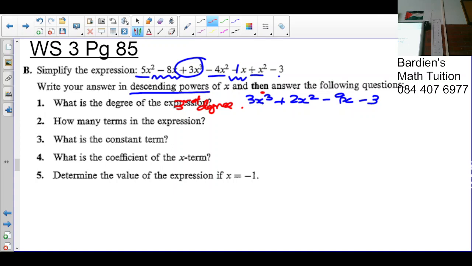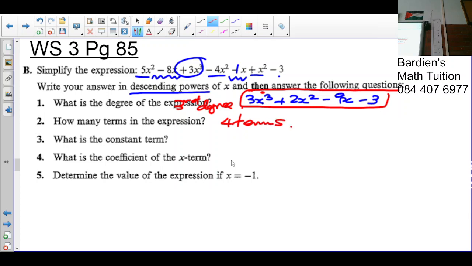He says write your answer in descending powers of x and then answer the questions that follow. So when we are answering these questions, we are answering from here. Those are x's, not O's. Number 2: how many terms are there in the expression? 4. So it's 4 terms.